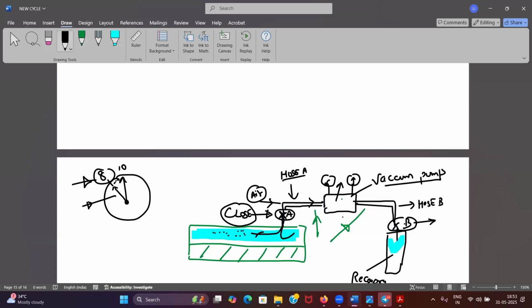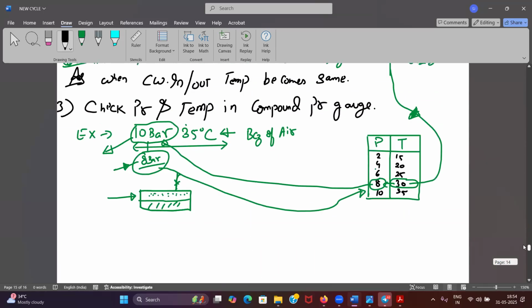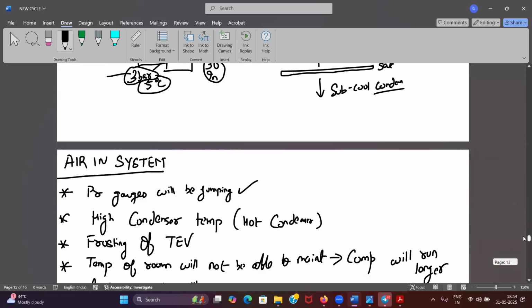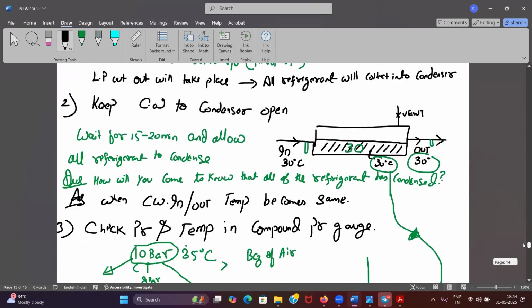Now I will close number B valve, and now I can disconnect these pipelines, hose number A and B. That is it. But removing air in one go is not possible, so you have to do this multiple times. Is it clear? This question is asked a lot of times in the orals and the writtens: how are you going to remove air?